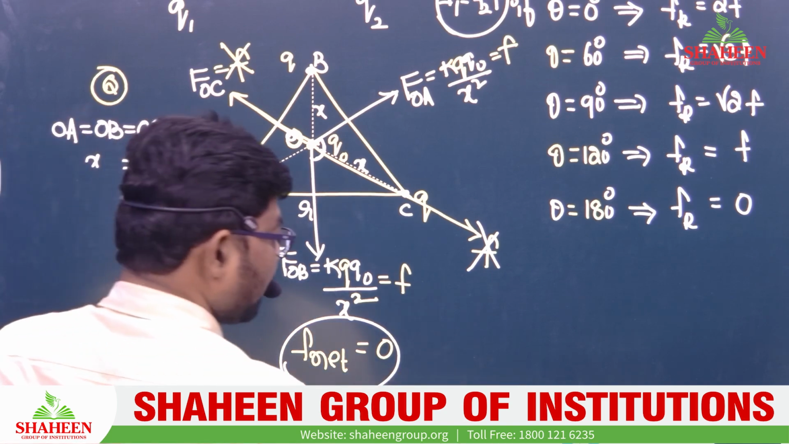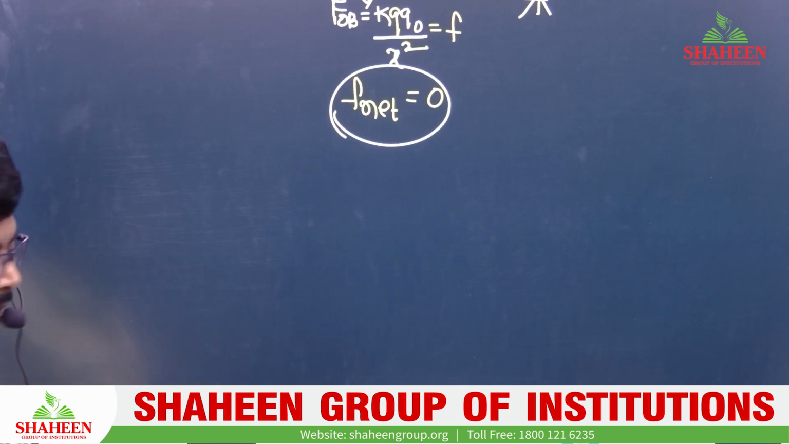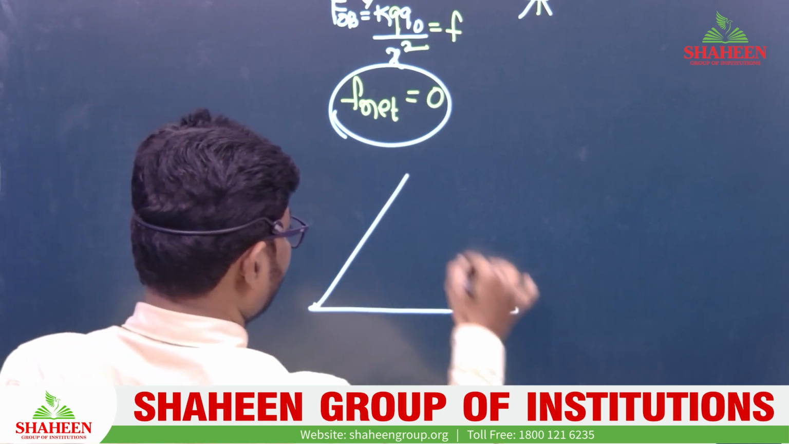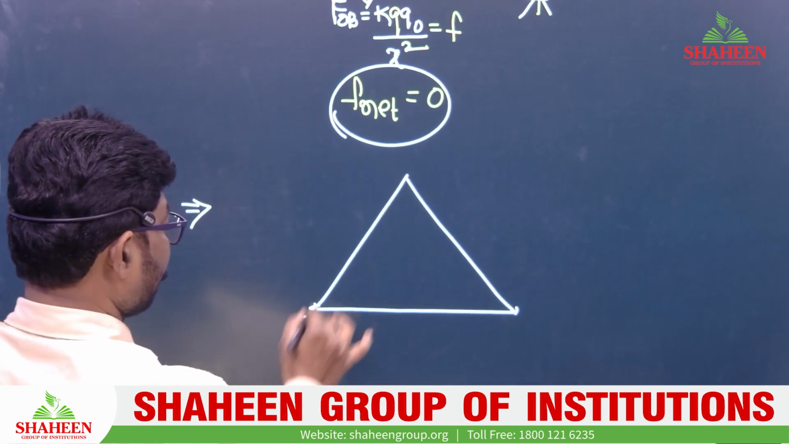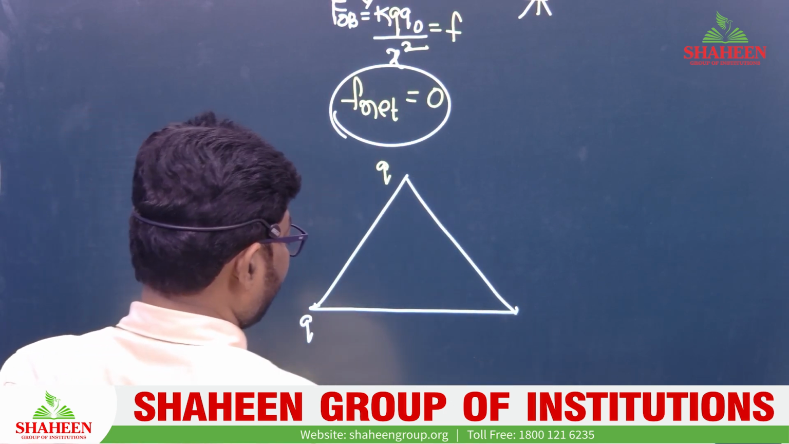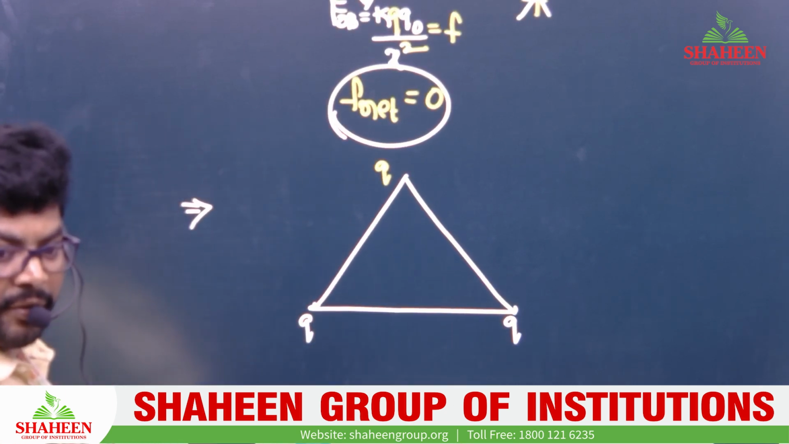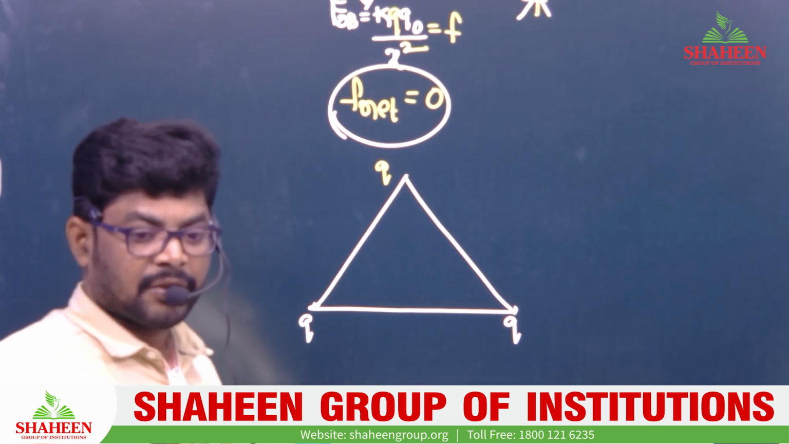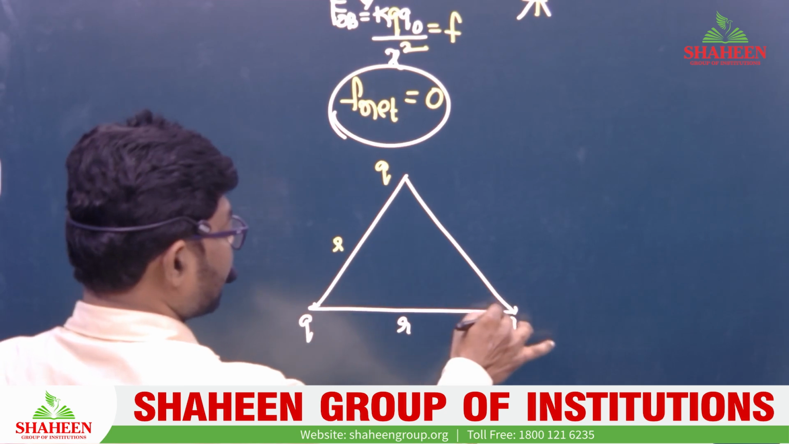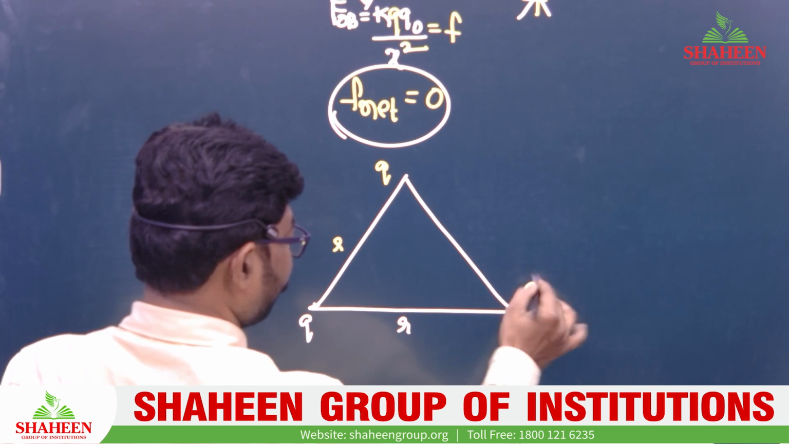Let us go for one more question. What do we have to do here? There is an equilateral triangle. Three charges are placed at three corners. Find the net force on any one of the charges. Each side is R. I am assuming at point C I want to find out the net force. Let us go for point C.